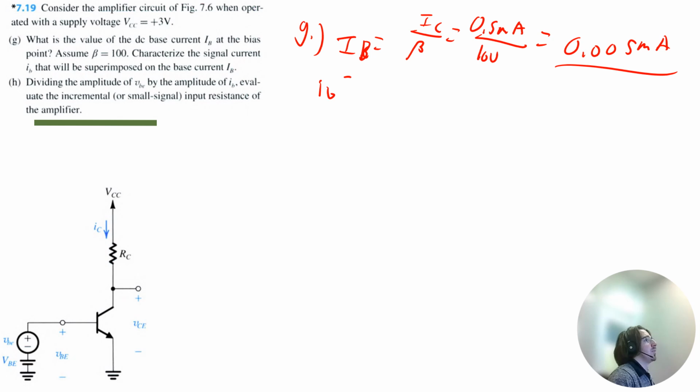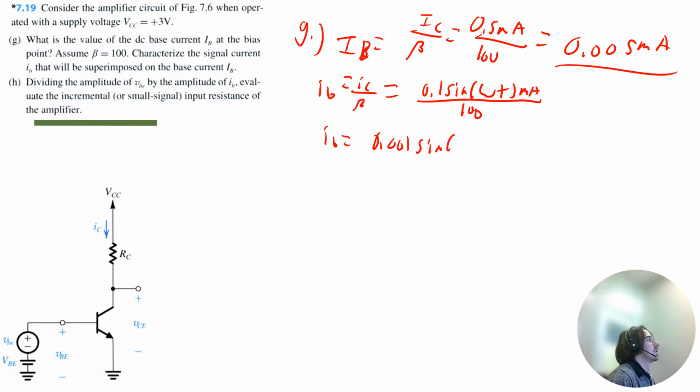IB is equal to IC divided by beta. So IC is 0.5 milliamps, beta is 100. That's going to be equal to 0.005 milliamps. And we can do the same thing for this lowercase ib. We're just going to do IC instead. So lowercase ic was 0.1 sine omega t milliamps divided by 100. So that means we get 0.001 sine omega t milliamps.